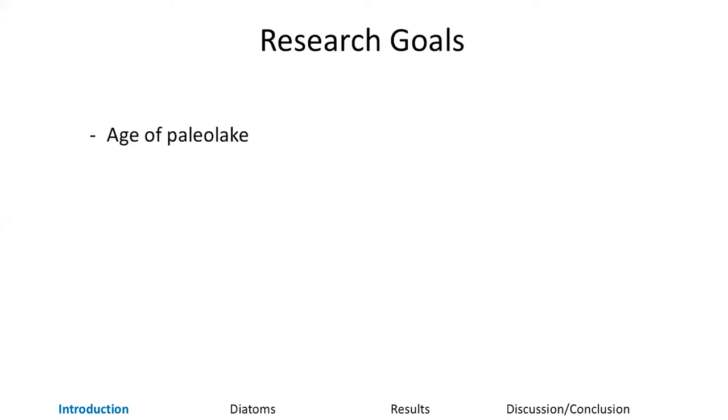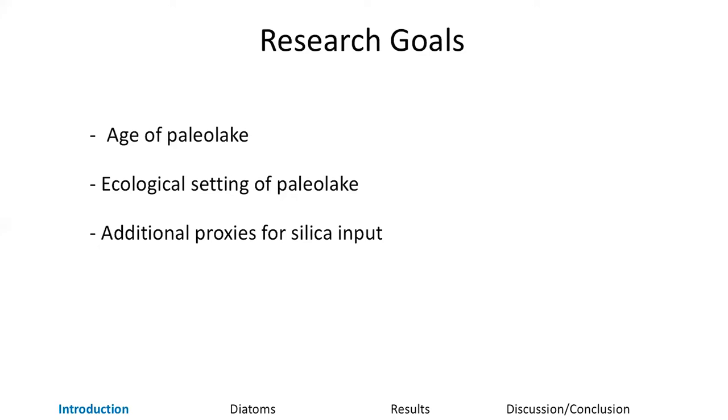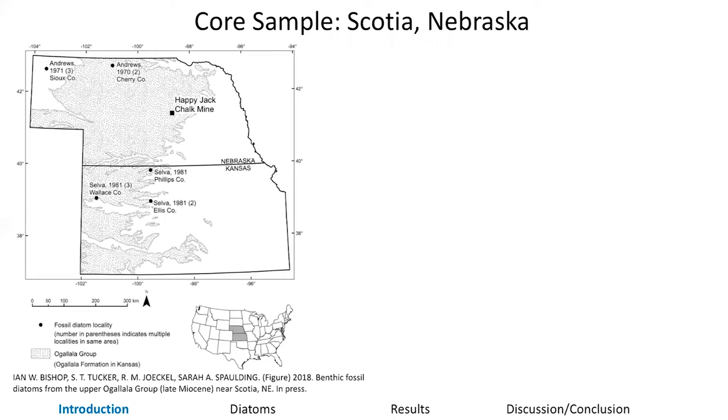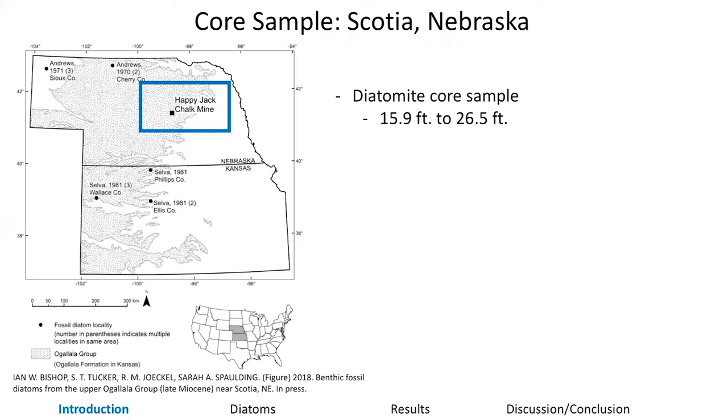I also want to determine the ecologic setting of the lake. Again, I had mentioned that diatoms are phenomenal proxies for environmental conditions. So we're going to be looking at specific diatoms to see if we can get a clearer picture of what this lake was like. And I'm also going to be looking for local silica input to the lake. So this comes in the form of phytoliths, the hard silica stuff that the plants were developing, as well as volcanic ash. So my core sample comes from Scotia, Nebraska, near the Happy Jack Chalk Mine. It was drilled 15.9 feet to 26.5 feet down into the ground, so it represents 10.6 feet of lake sediment.